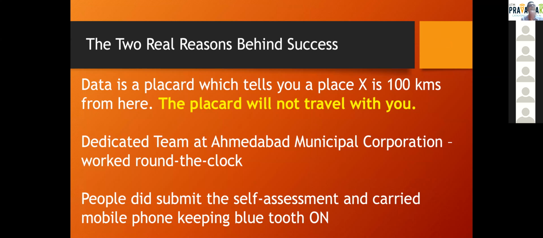Right? So these are the two real reasons behind the success of such systems, and as a case study, I want to sum up with this. Please note that the data you are getting will be just like a placard. For example, if you go to ECR, there will be a placard which says Pondicherry is 160 kilometers from here. That placard will not travel with you. It will just say this is 100 kilometers, right? Now, you only have to travel. Data is nothing but a placard which will basically say you go this way, this is the distance.